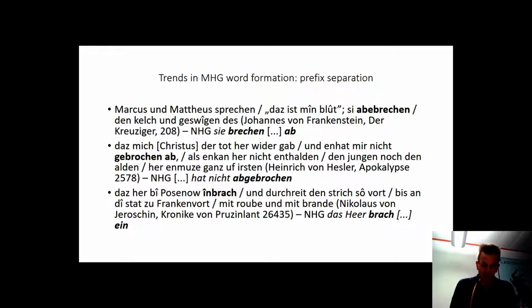The difference between separable and inseparable prefixes is less clear than in New High German. For instance, Middle High German aber, New High German ab, or ihn, New High German ein, which are usually separable, may behave like inseparable prefixes in certain contexts. This is often the case when they occur in end rhyme position, as in the examples you see on the slide.